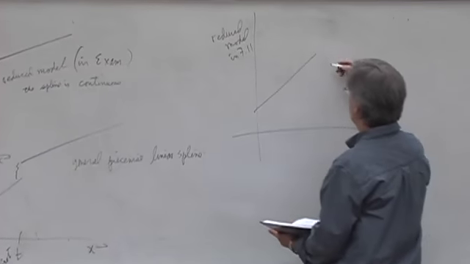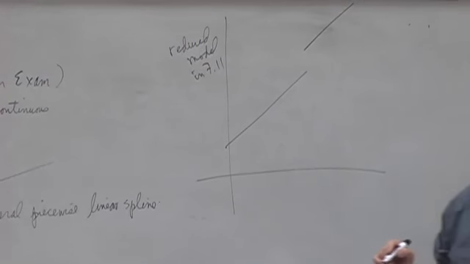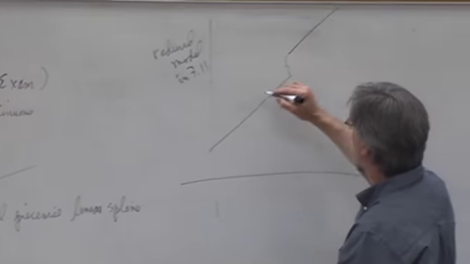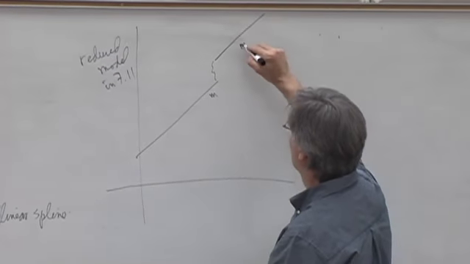Is that you've got this line, and then you've got another line parallel to it, but with a discontinuity. Okay, the slopes are the same. M and M. Okay?